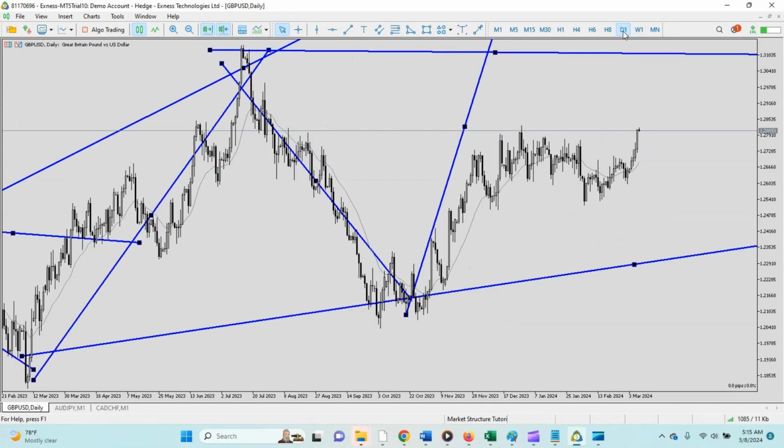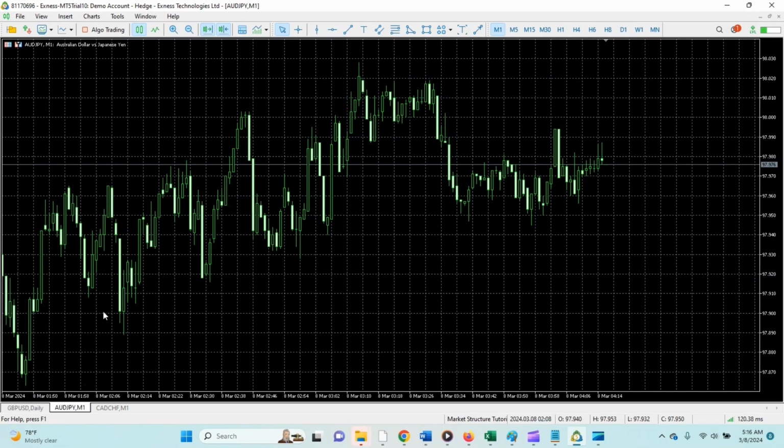If you go to the daily time frame, you will be seeing a different thing. But the most important thing you need to know is that your trade should be in harmony with the higher time frame. You need to understand the story the market is telling you from the monthly, weekly, daily, hourly chart. So this is for Pound USD. Let's look at Australian dollar, Japanese yen.